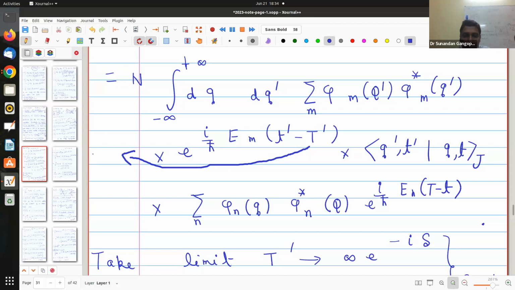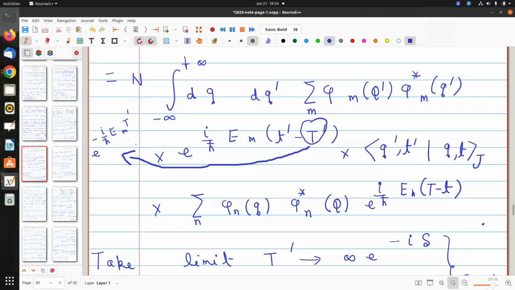So just let us concentrate on this term. I will write it small. It is e to the power of minus i by h bar E_m T prime, and let us concentrate on this particular term only. And similarly, you also have a term involving T, and we want to take limits of this term.